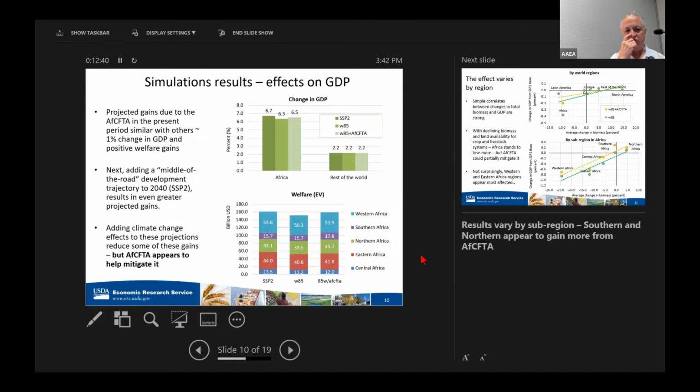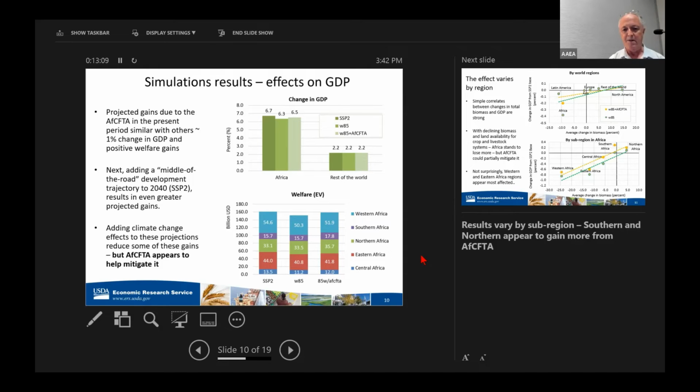Adding climate change effects to these projections reduces some of these gains, but AfTA appears to help mitigate, and what's particularly interesting is the welfare effects. You see that happening in total. You almost have the similar welfare effects you'd have without climate change once you have introduced the Africa Continental Free Trade Area. However, this varies by sub-region, as you can see in some of this.